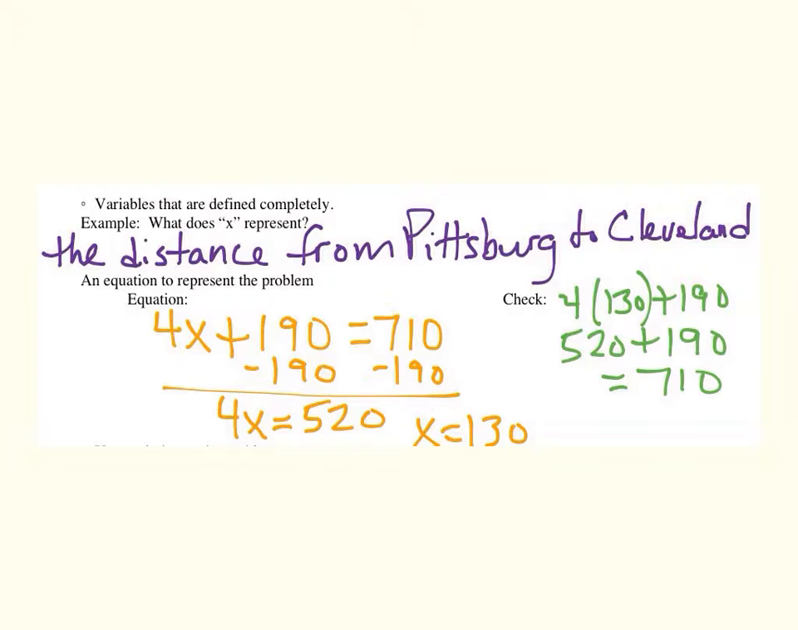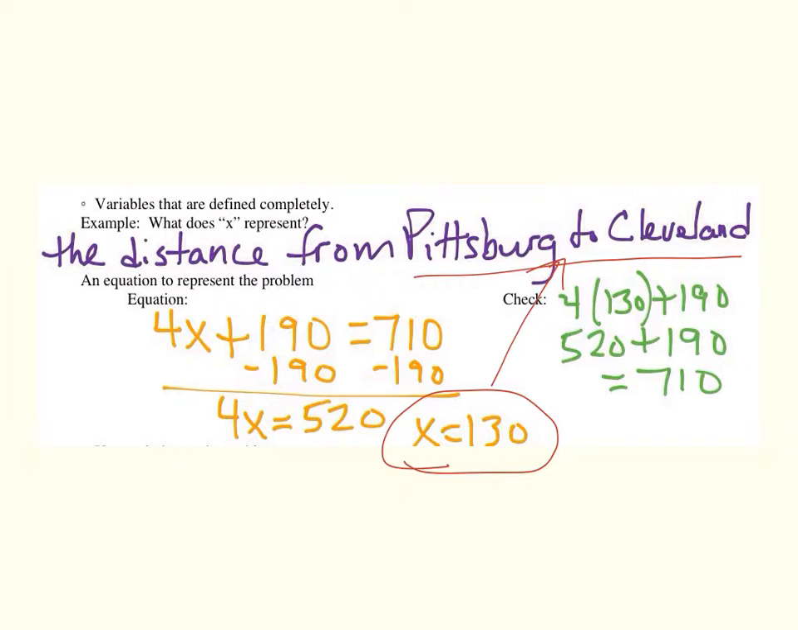So my variable x represents the distance from Pittsburgh to Cleveland. And then I took my original equation and simplified it by combining like terms. That gave me 4x, and then I had 220 and a minus 30, so that gave me the 190, and the total is 710. So I solved this equation by working backwards and using opposite operations. Since it says plus 190, I subtracted, and because it says 4 times x, I divided, and I got that x equals 130. Now it's important to realize that x equals 130 is the distance from Pittsburgh to Cleveland.